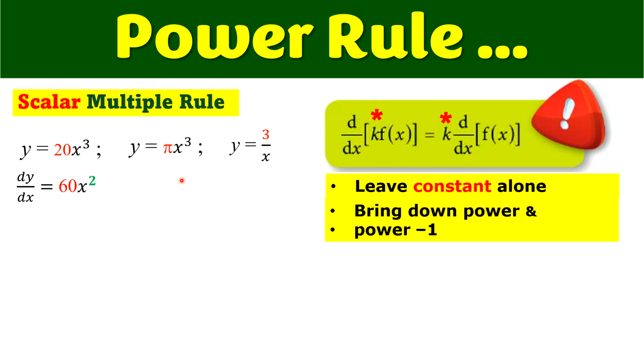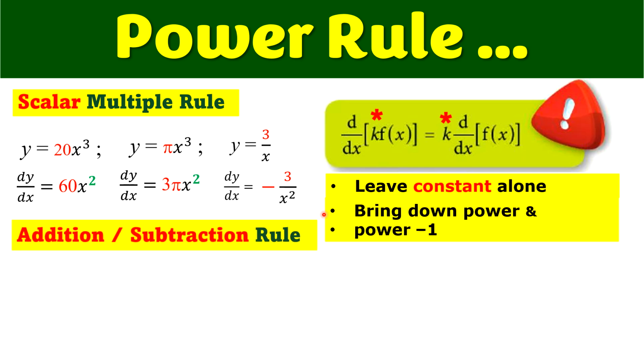Now let's take a look at the second example. Over here, what I have is a pi. Pi is also known as a constant. By applying the power rule, dy dx will be 3 pi x to the power of 2. Now how about the next one? This is y equals 3 over x. Earlier on, I have shown you the derivative of 1 over x. So in this case, all I need to do is simply leave the 3 alone. When I combine it with what I've done earlier on, this will simply give me negative 3 over x squared. So this is a basic scalar multiple rule that all of you need to know.